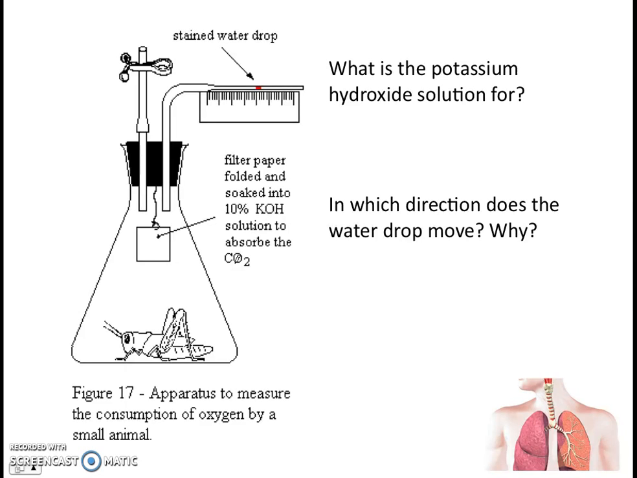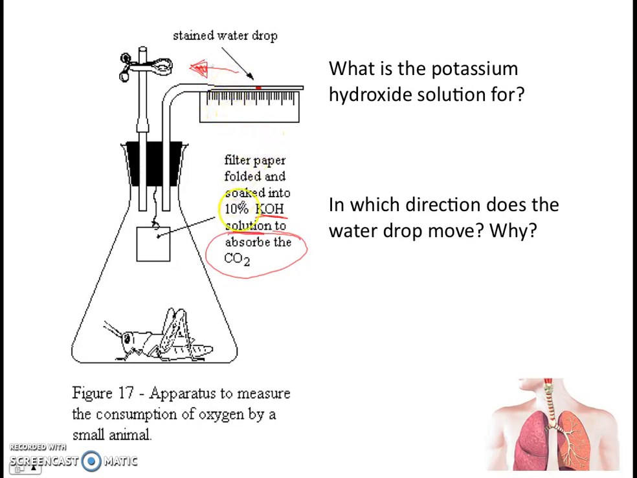Alright, so how does this experiment work? First, you realize that there is an animal that's placed inside this flask. Next, you realize there's something here that is soaked in potassium hydroxide solution. So immediately your bell should ring that this absorbs carbon dioxide. Okay, and finally you realize here there's a water drop up here. And the question asks you in which direction does the water drop move and why. Now, hopefully you thought a bit about it, and the answer is that the water drop will actually move in this direction, right? Toward the flask.